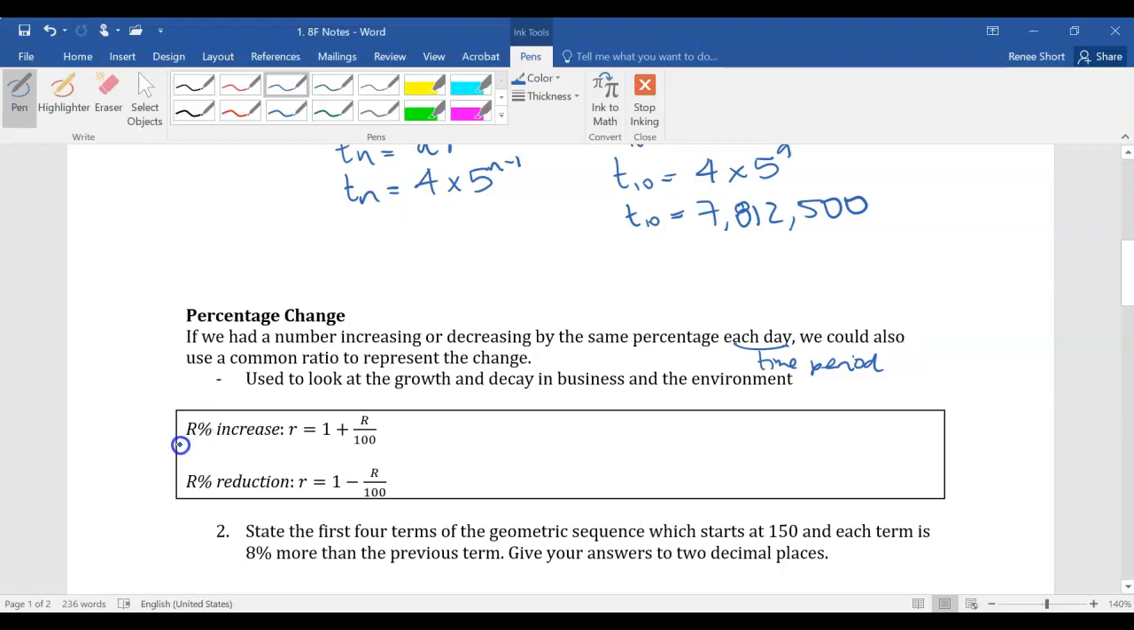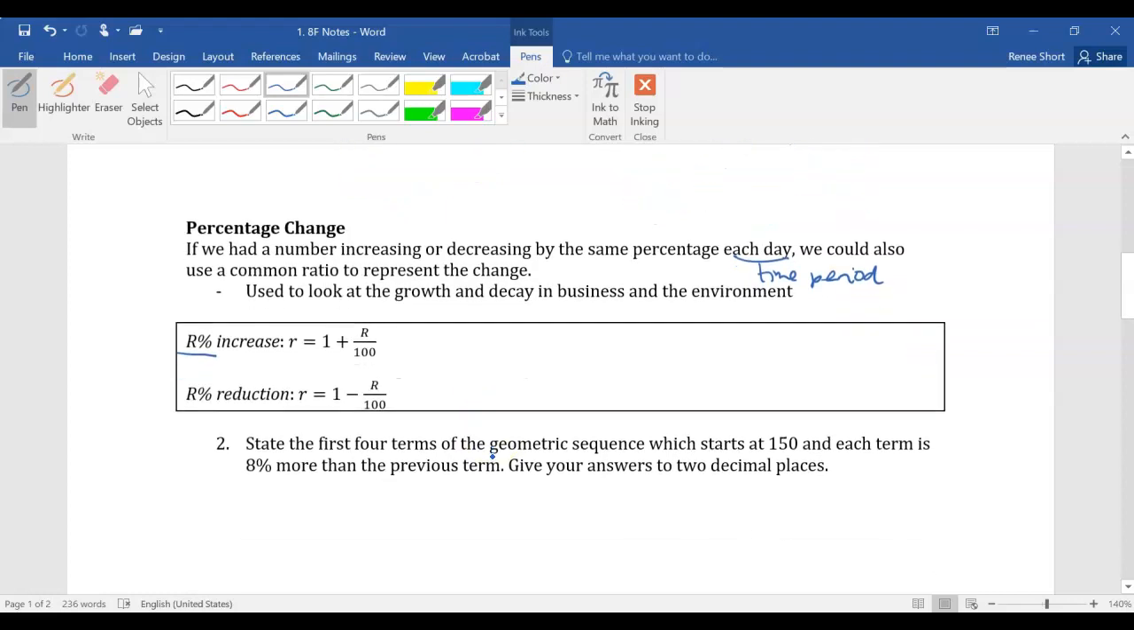If we have a capital R percentage increase, so we're increasing by a certain rate, our common ratio becomes 1 plus R over 100. We use 1 because that represents 100%, what we were starting with, plus that little bit extra that we're adding on. And if we've got an R percentage reduction, it's 1 minus R over 100. So I'm going to show you how this works.